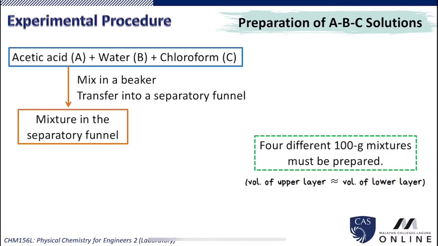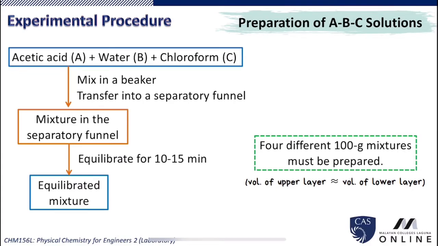So we're going to mix that in a beaker. Take note, these are partially miscible, so you would expect that there would be 2 phases, the upper layer and then the lower layer. And then you place that in a separatory funnel and equilibrate that. When I say equilibrate, you just have to let it stand for 10 to 15 minutes. So you have the equilibrated mixture.